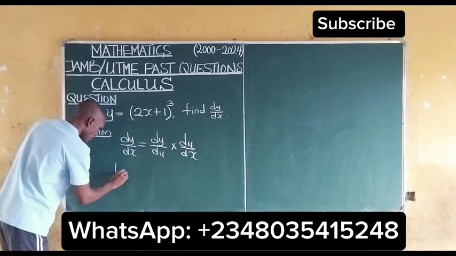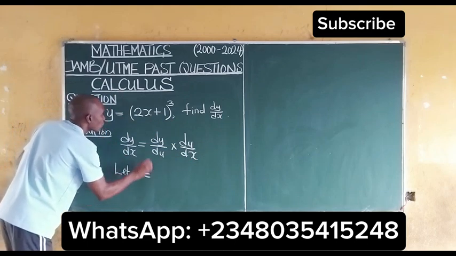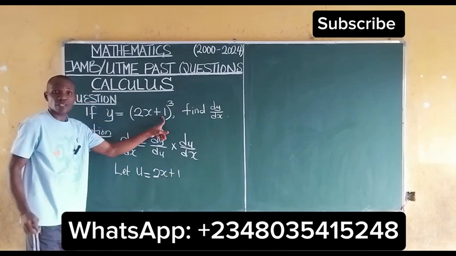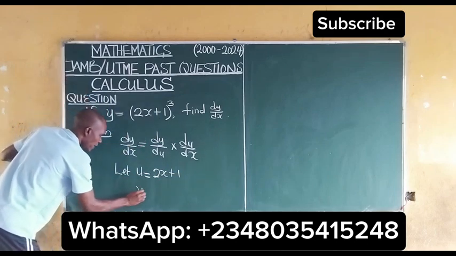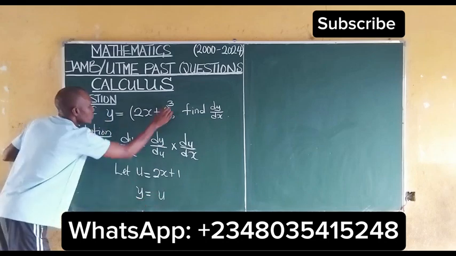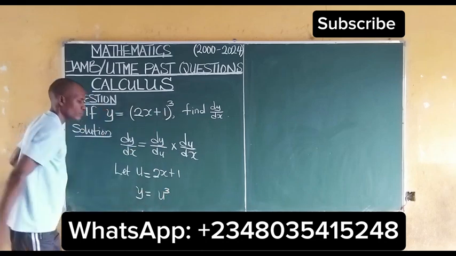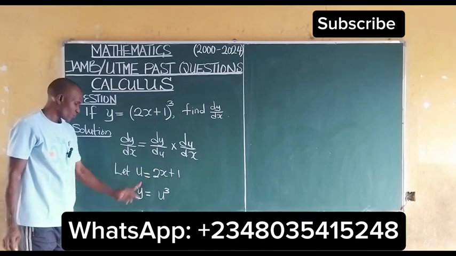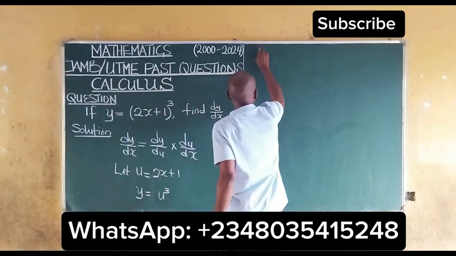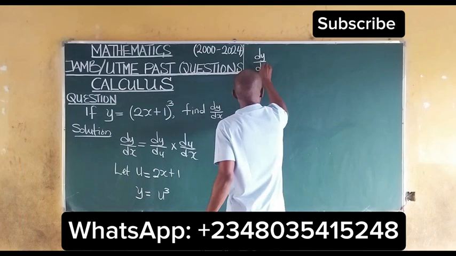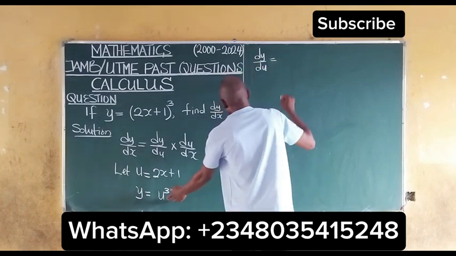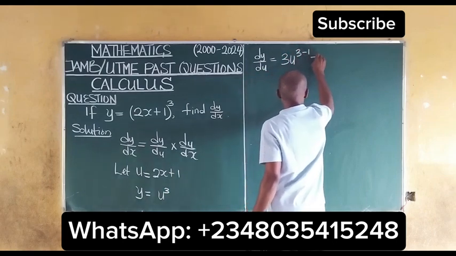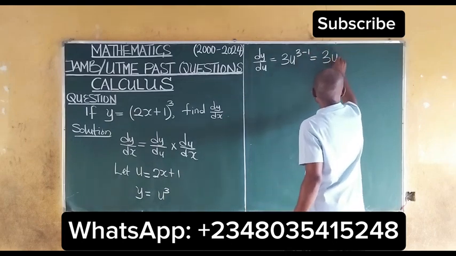We now say let u be equal to 2x plus 1. That means the whole of this inside. It then means that y is equal to u raised to the power of 3. So the first thing to do is to find dy/du, which is this. We come over to this side. dy/du is equal to 3u raised to the power of 3 minus 1, which is equal to 3u squared.